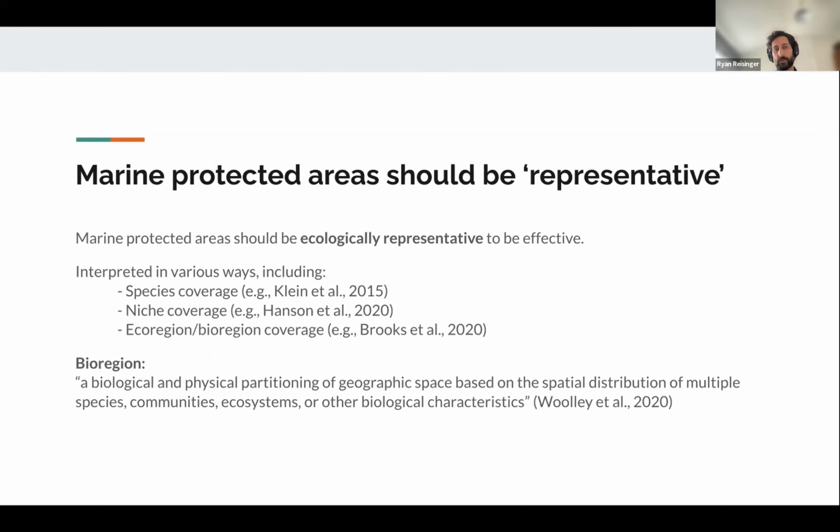Marine protected areas should be ecologically representative to be effective, so we're not just aiming for straightforward areal thresholds. This representativeness is interpreted in various ways, including coverage of certain species, coverage of those species' niches, or coverage of ecoregions or bioregions. And bioregions is the term that I'll be using from here on out, defined as a biological and physical partitioning of geographic space based on the spatial distribution of multiple species, communities, ecosystems, or any other biological characteristics.